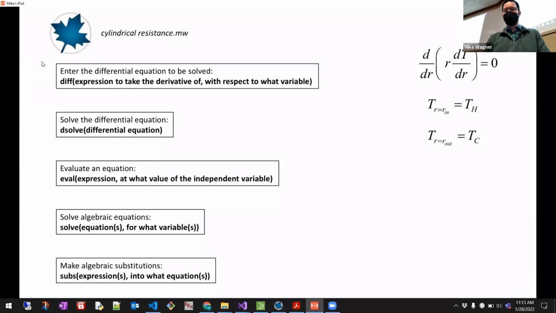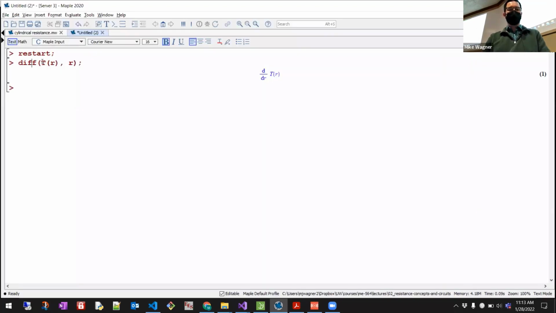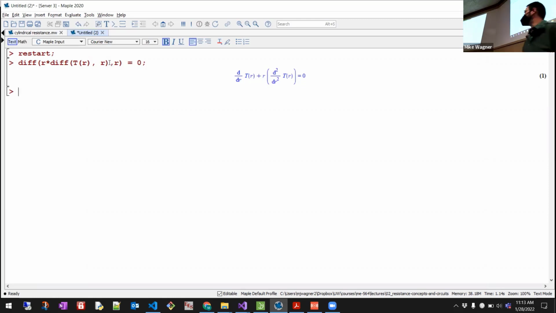Okay, so let's actually enter in the equation. We had d/dr of r dT/dr equals 0. So we have diff of r times T of r, nesting these together, with respect to r, is equal to 0. And there's our expression. So at this point we're just telling Maple this is the expression that we're going to end up solving. We haven't really done anything yet. We're just telling it what it is.